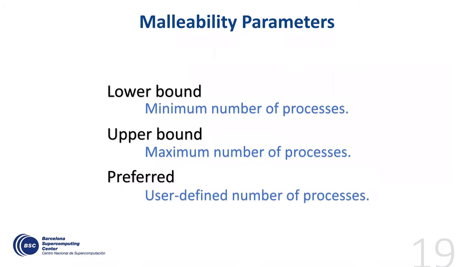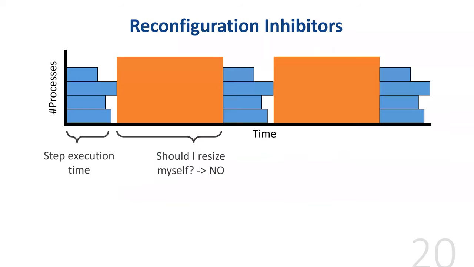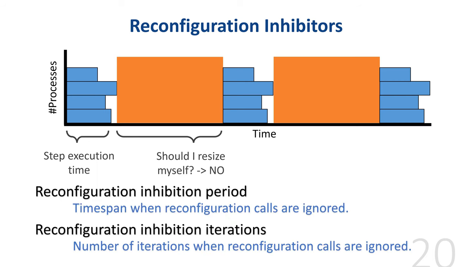DMR malleability parameters: we can configure malleability with these parameters. We can define a lower bound and an upper bound for expanding or shrinking, and a preferred number of processes that ideally would be the sweet spot. We also have reconfiguration inhibitors, in the case where the iterations are shorter than the malleability stage itself. So we can inhibit periods in time, or also inhibit by number of iterations.